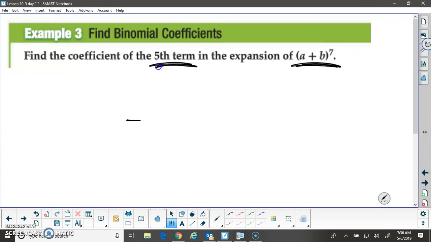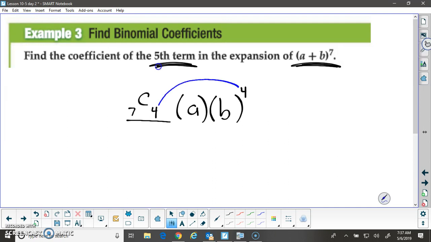So if we're going to find the fifth term, we're going to have a number from Pascal's triangle. That number is going to be attained by doing a 7 NCR 4. And then we're going to have to take A and raise that to an exponent, and take B and raise that to an exponent. Well, your back exponent is always the same as this number right here. And then your front exponent has to be the number that adds together to give you, in this case, 7. So it needs to be a 3. So this is how we'll calculate the fifth term in the expansion of a plus b to the seventh.